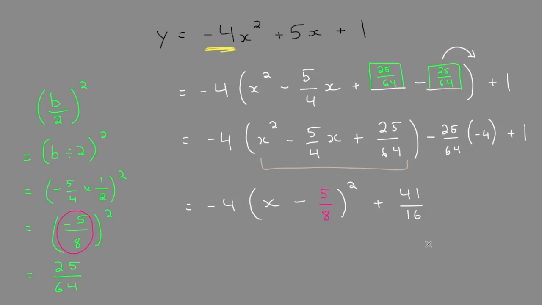Skipping some steps to save time. We can see what the vertex is here. Vertex will be positive 5 over 8 as our x-coordinate, and 41 over 16 is the y-coordinate. It was easier to use fractions than decimals because we could just pick out our 5 over 8 to put in our perfect square form. It's actually way faster to do it like that.